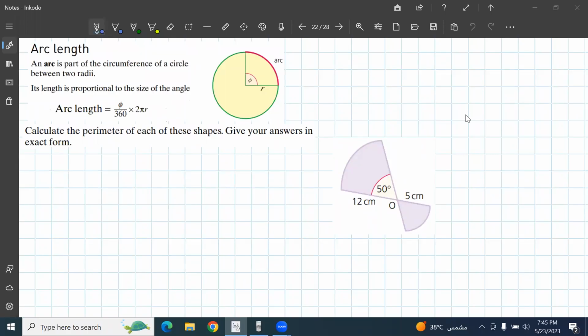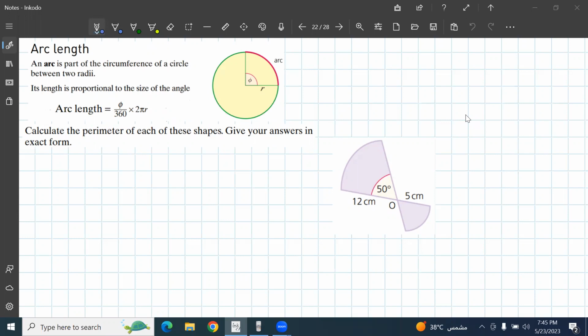Hi viewers, today our topic is arc length in degrees and radian. Arc is basically a part of the circumference of a circle between two radii, and its size is proportional to the given angle. If the angle is greater, the arc length will be big.